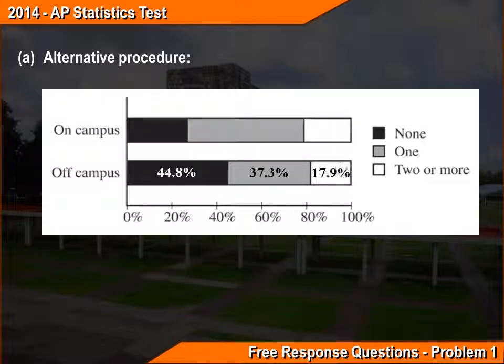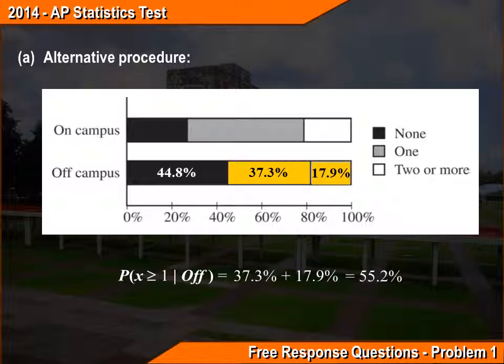In the same way, if you add the one activity portion and two or more activity portions in the corresponding off-campus bar, you are going to find that the portion of students living off-campus participating in at least one activity will be 55.2%.